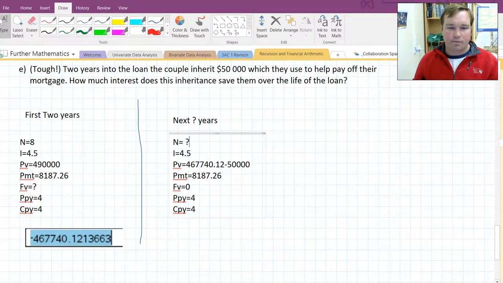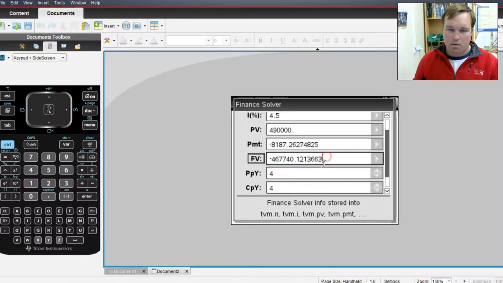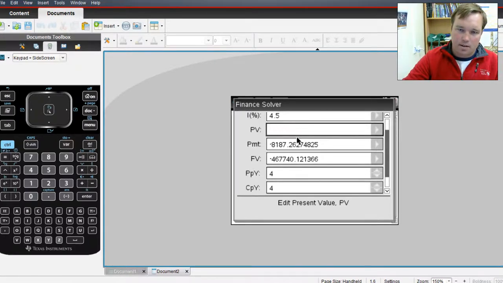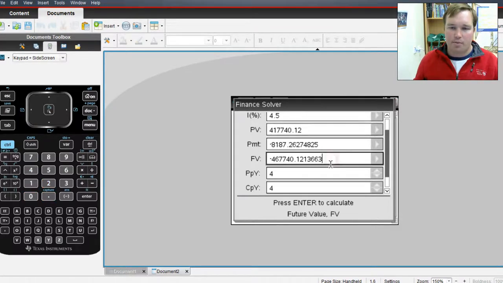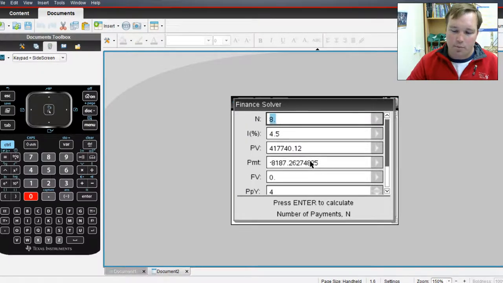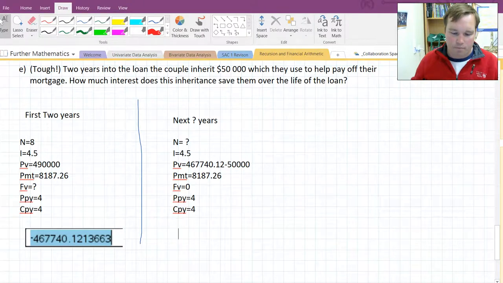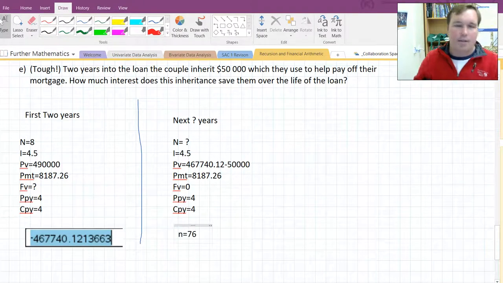Alright, so let's put that in our calculator. The present value is 417,740.12, so that's there before. The future value will be 0. And now it's n we're solving for, 76. This means they're going to make 76 more payments.